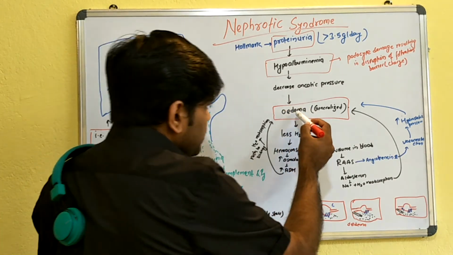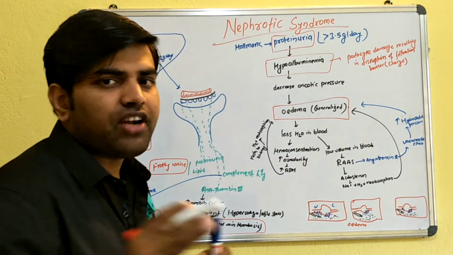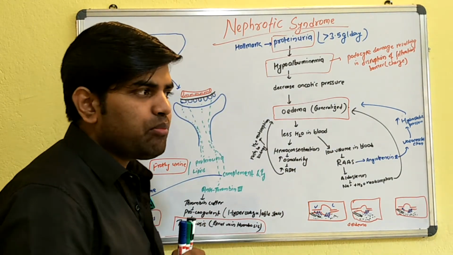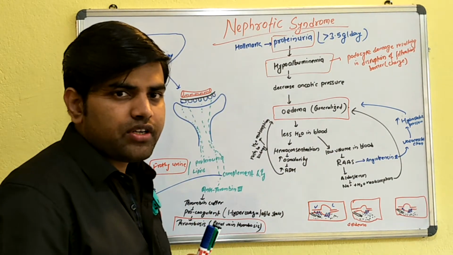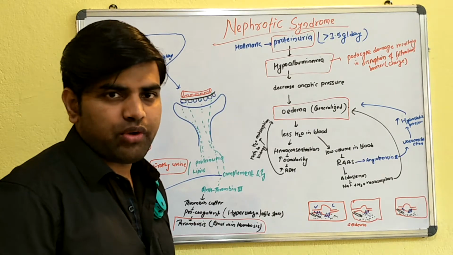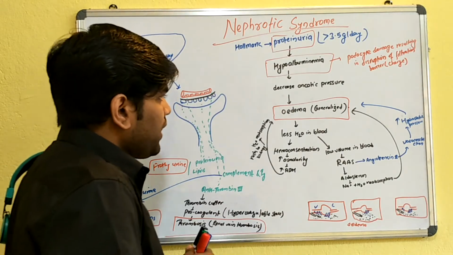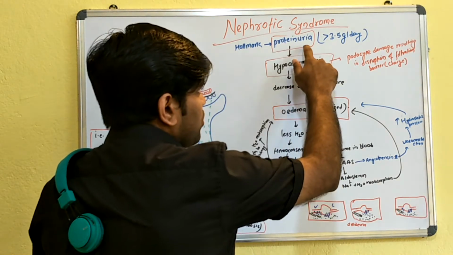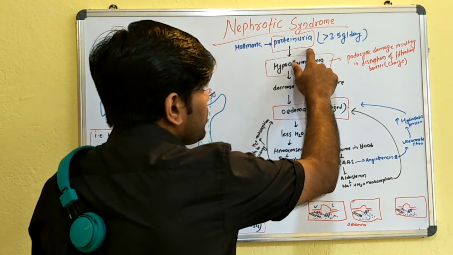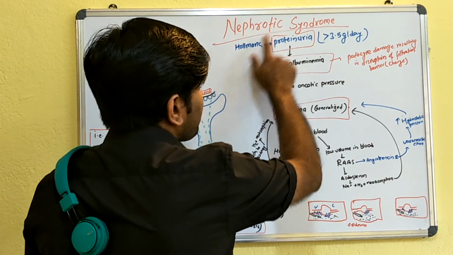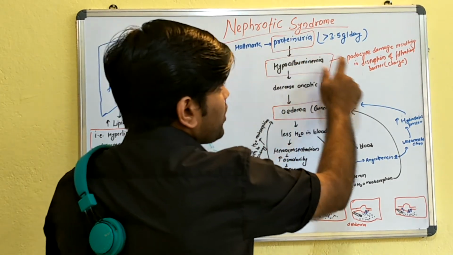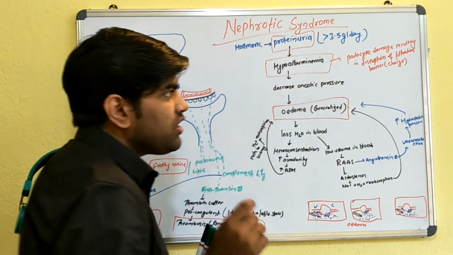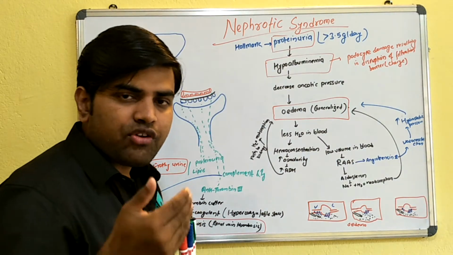This edema will be generalized in nature and mainly present as a dependent edema as well. This edema has occurred due to hypoalbuminemia, which has occurred due to the loss of protein in the urine, and that was the hallmark of your nephrotic syndrome. And this has occurred due to the podocyte damage resulting in the disruption of the filtration barrier.